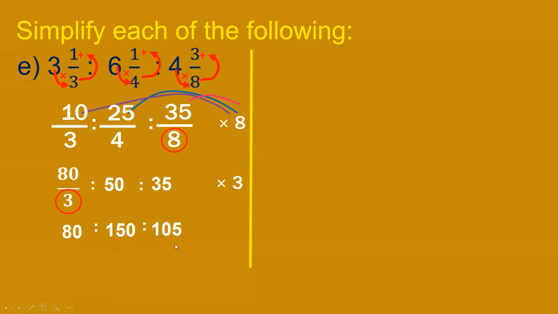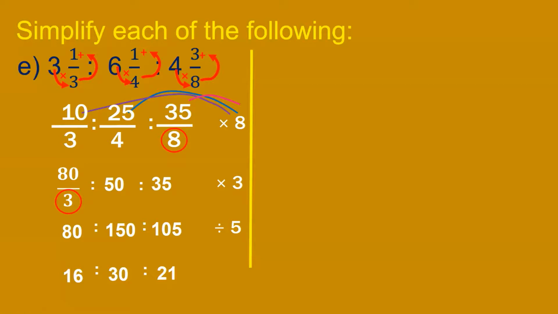Now we can simplify. Let's find a number that these three numbers can be divided by. They can be divided by 5. 80 divided by 5 equals 16. And 150 divided by 5 equals 30. And 105 divided by 5 equals 21. So the ratio in its simplest form is 16 to 30 to 21.